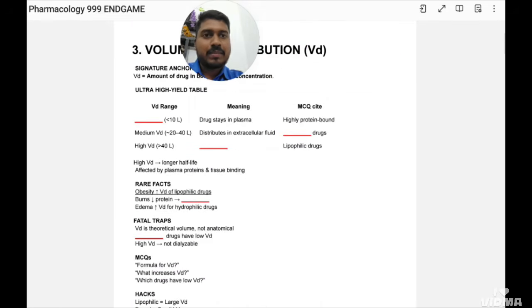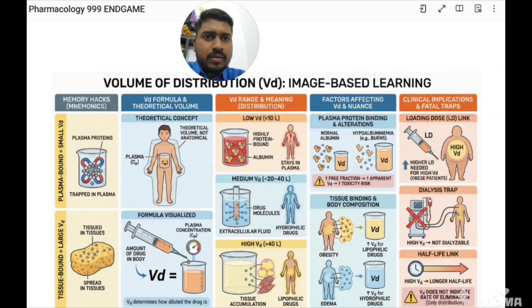Okay, so we'll go to the next topic now, that is volume of distribution. We'll see it in depth. Okay, so core concept on volume of distribution.